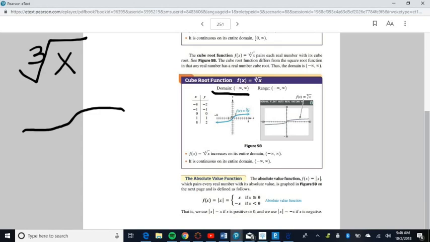Also, remember to be watching out for that domain and range. But in this case, again, just like earlier, it's negative infinity to positive infinity. And for most of them, that is true.